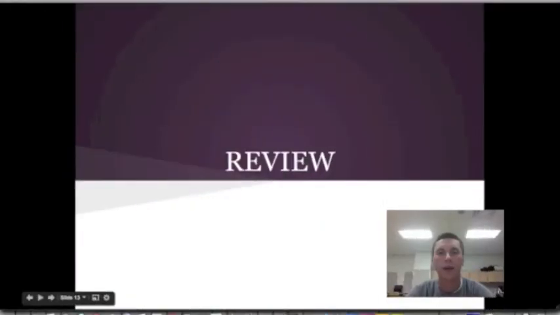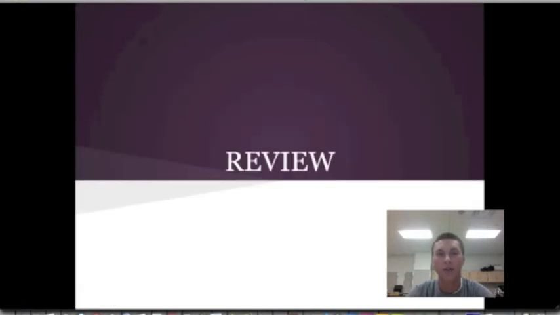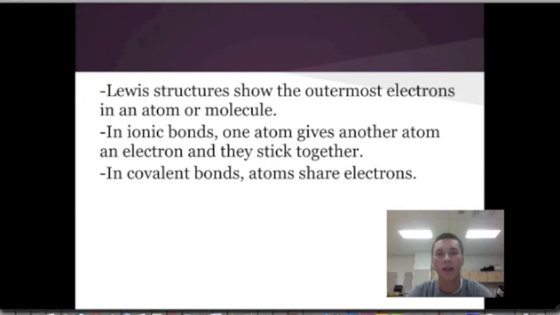Here's a little review for you guys. Lewis structures show the outermost electrons in an atom or molecule. In ionic bonds, one atom lends another atom an electron, and then they stick together. And in covalent bonds, atoms share electrons. The sharing of electrons in covalent bonds is shown by a dash in the Lewis structure of the molecule.